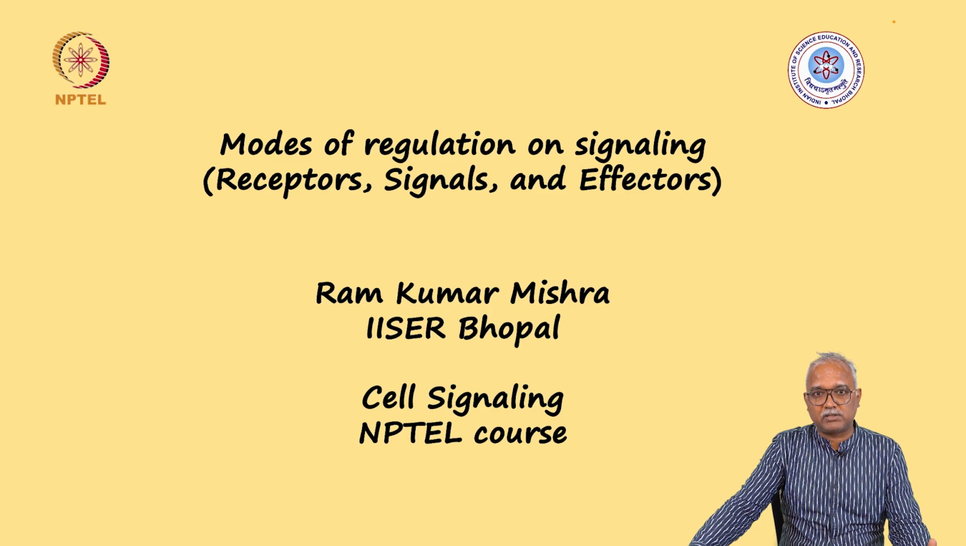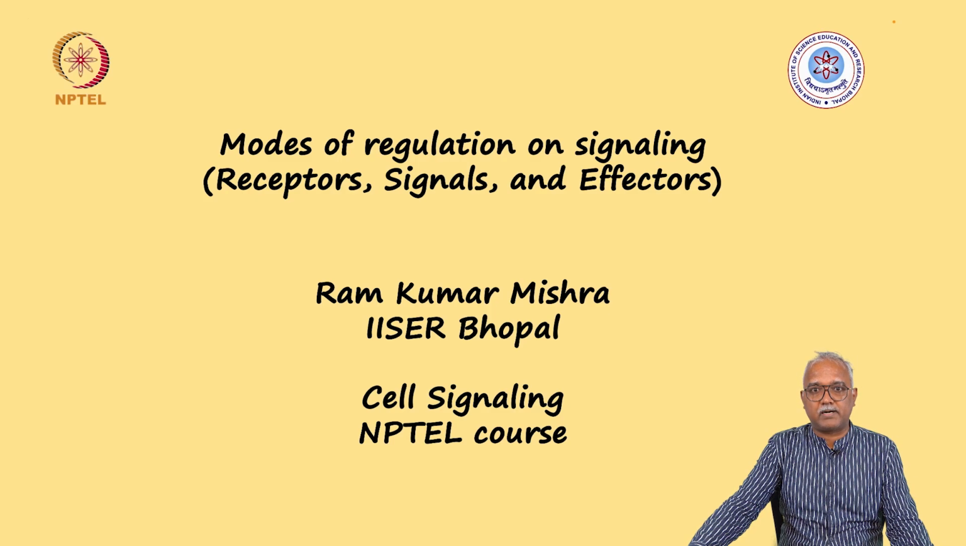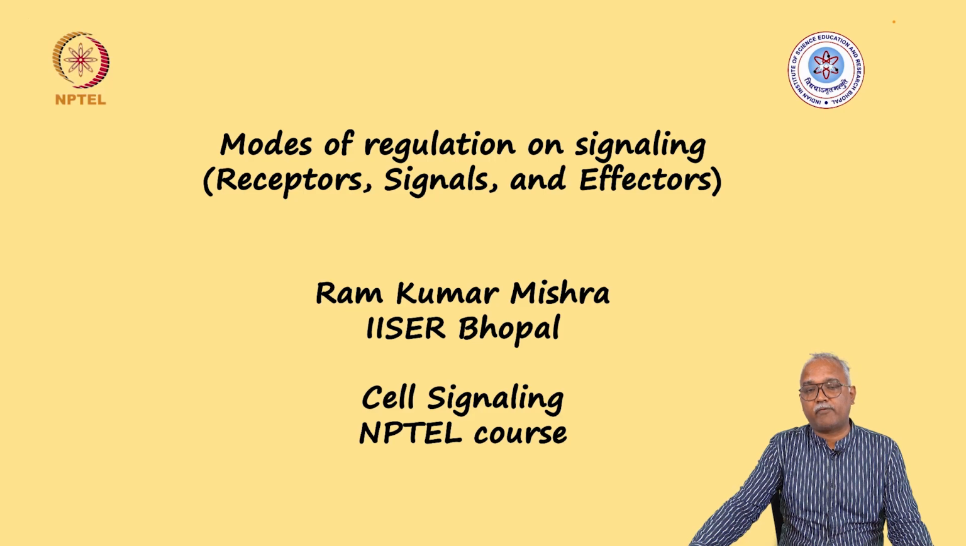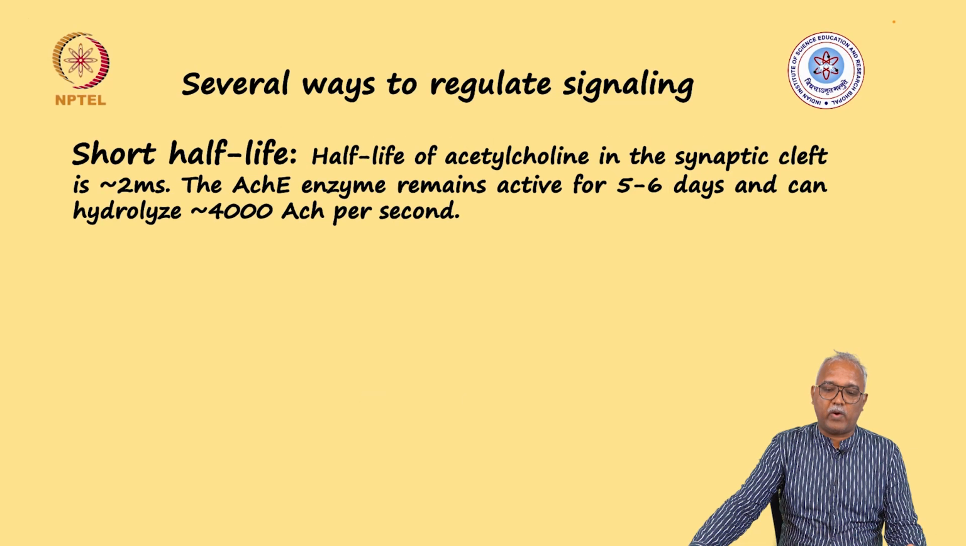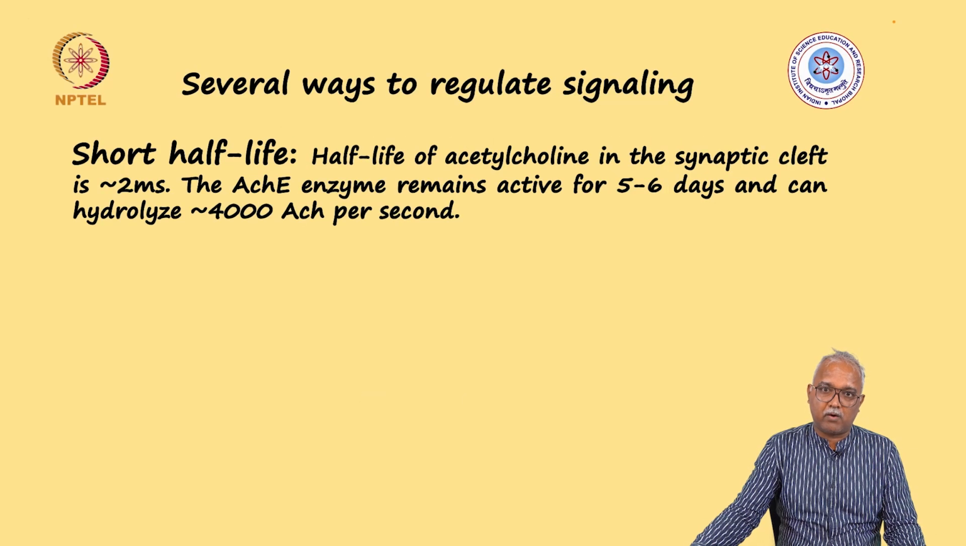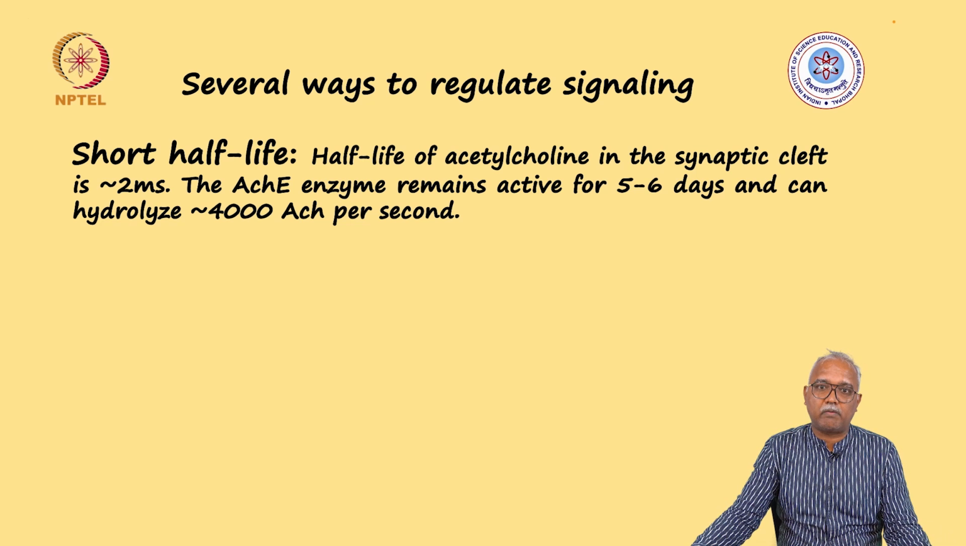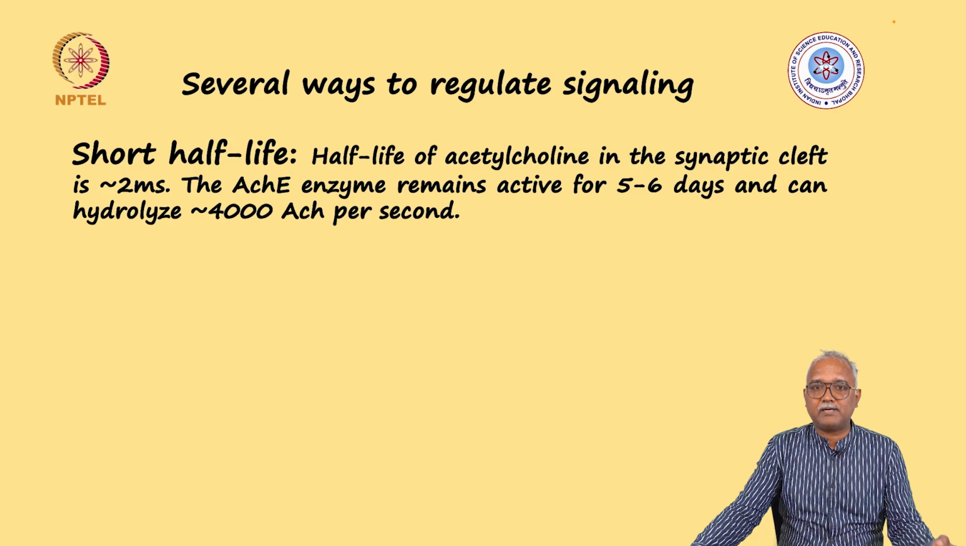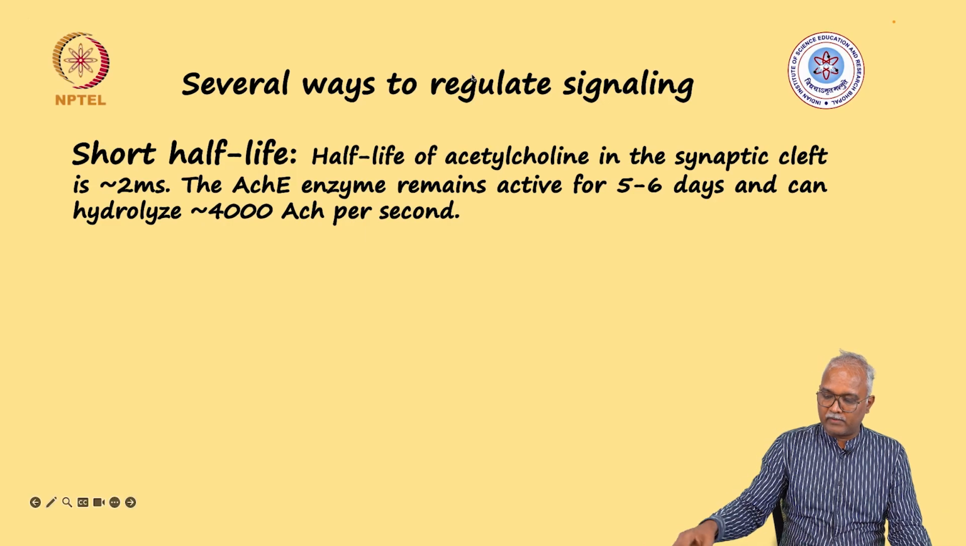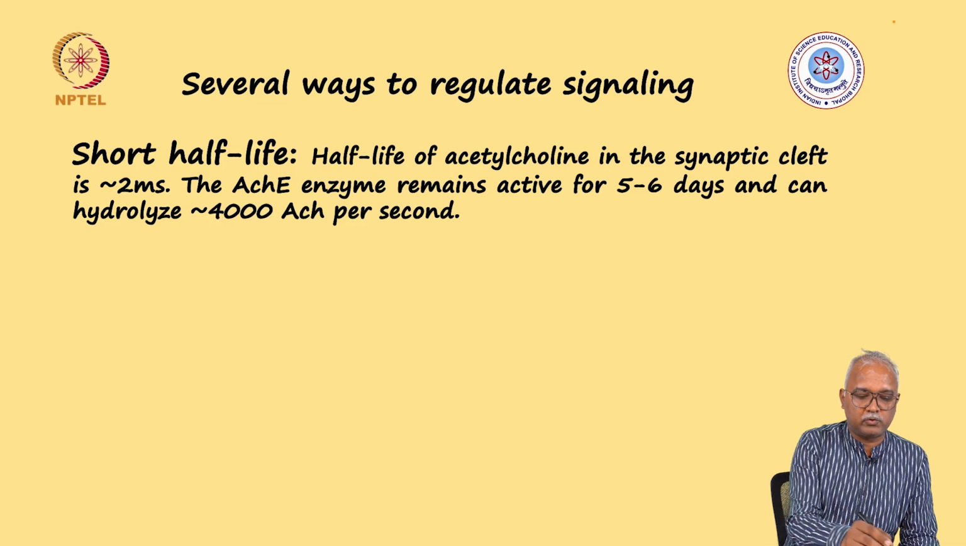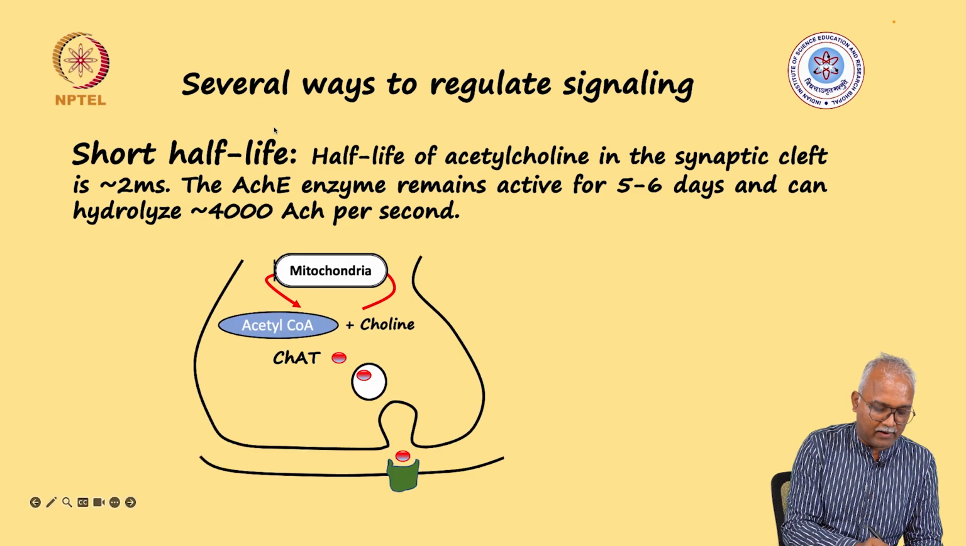So in today's class, we will see how signaling is regulated, and how different components of the signaling are regulated. One of the simplest ways you can think about regulation is controlling the activity period of the signal, the receptor, or the effector molecule. While we understand that the receptor should be more stable, the activity of signal and effector molecules can be regulated. One of the simple things which can be done is to have control over the half-life.